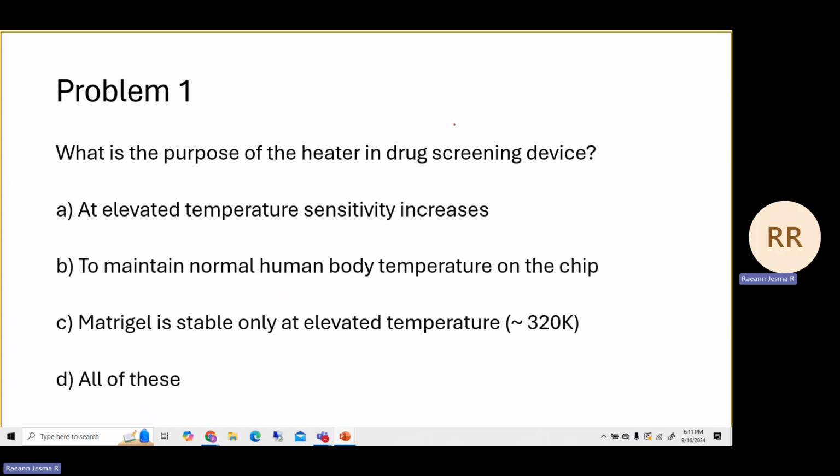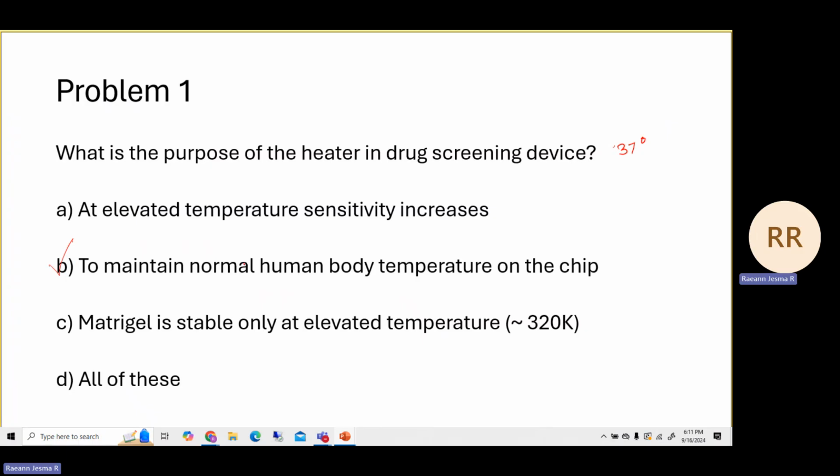So one important thing is that our human body temperature is around 37 degrees centigrade. So if we are testing a drug, we also need to mimic the temperature of the human body. So for that purpose, we are using a heater in a drug screening device. So the correct answer is option B.